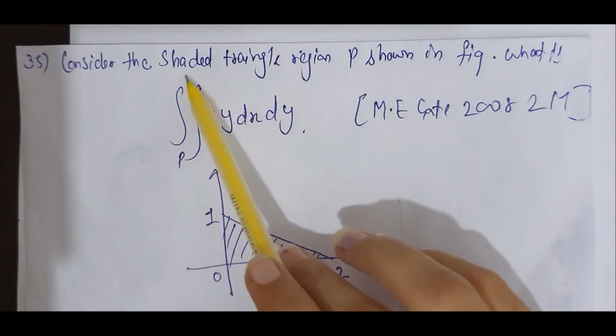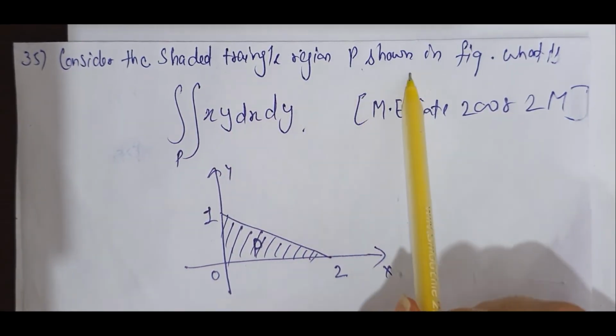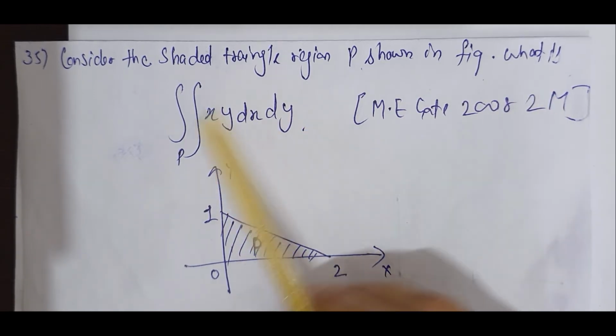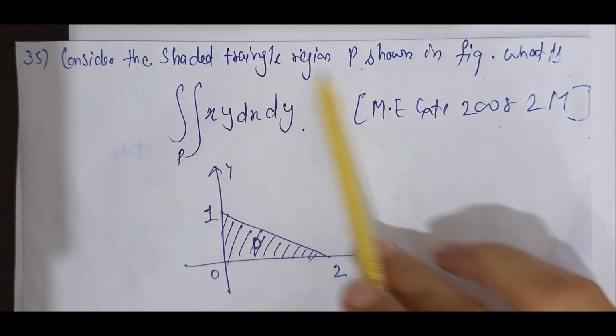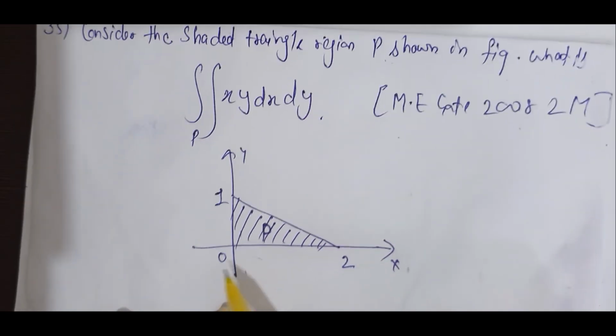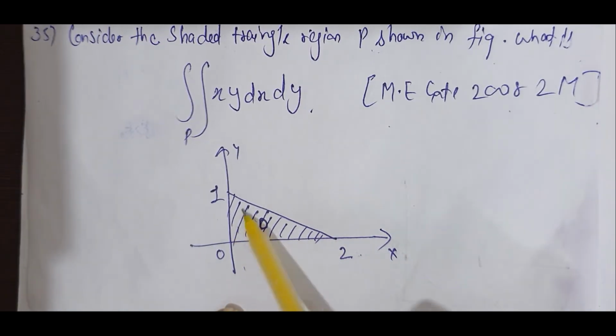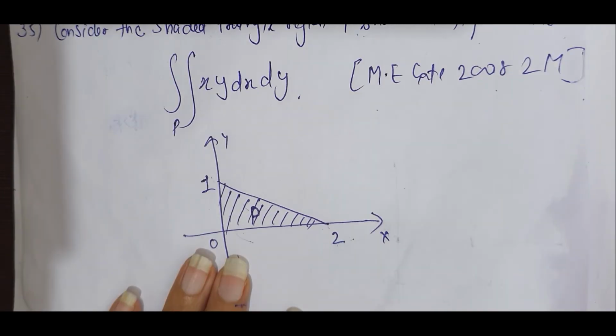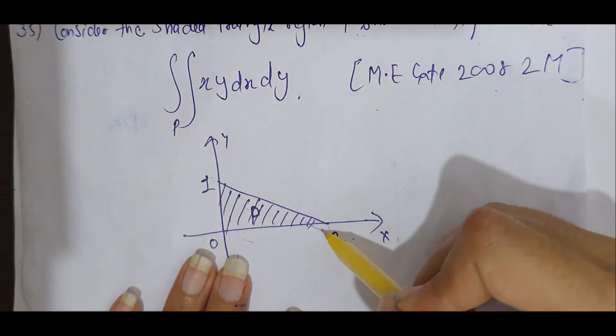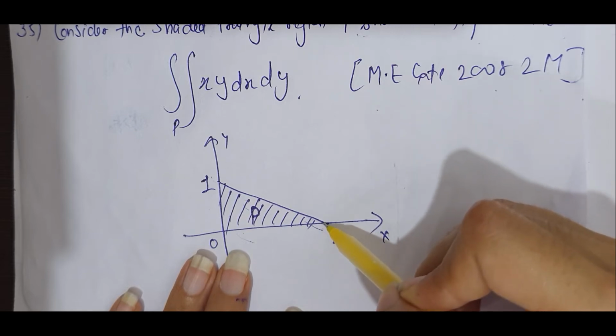Now the next question: consider the shaded triangular region P shown in the figure. What is this function? This is a MA 2008 2-mark question. Here the shaded triangular region P is this. This graph is given in the question. This is the shaded region. Now let's solve it. On this graph there is only one curve, which is this line. So we have to find the equation of this line.